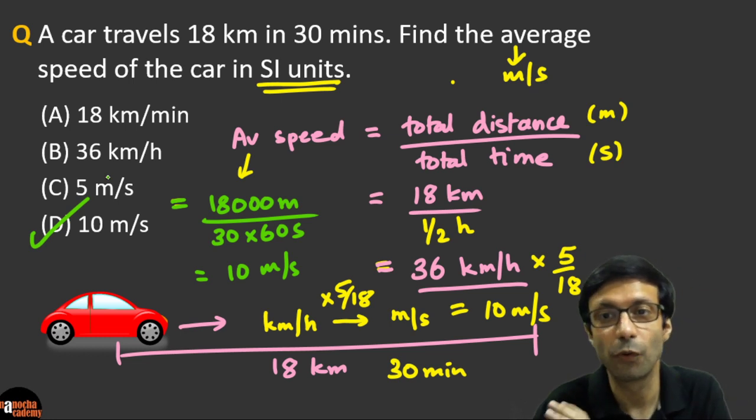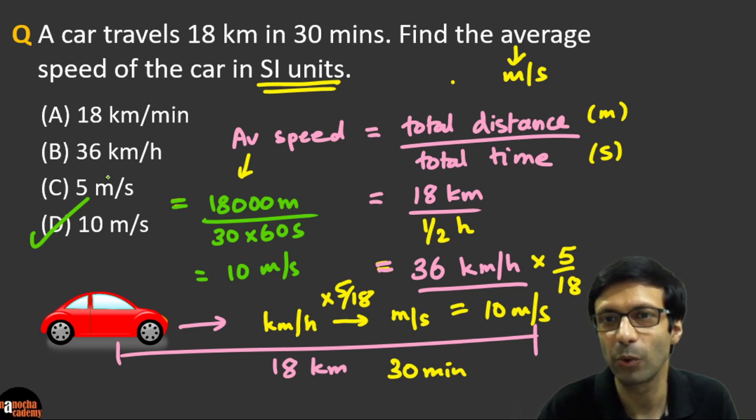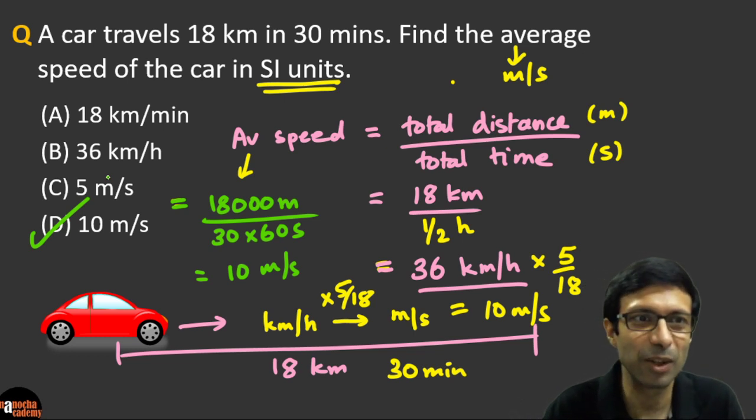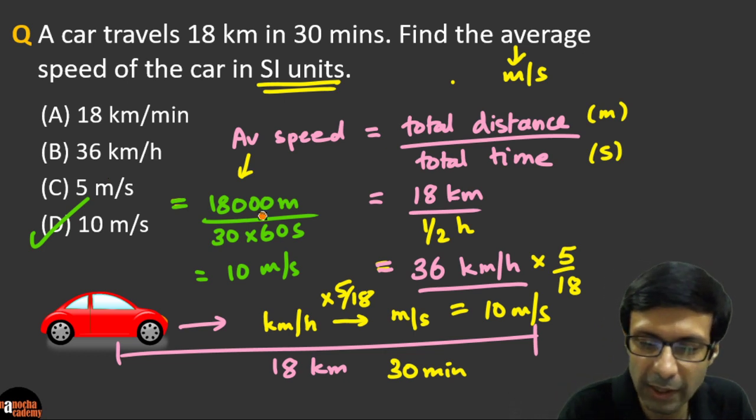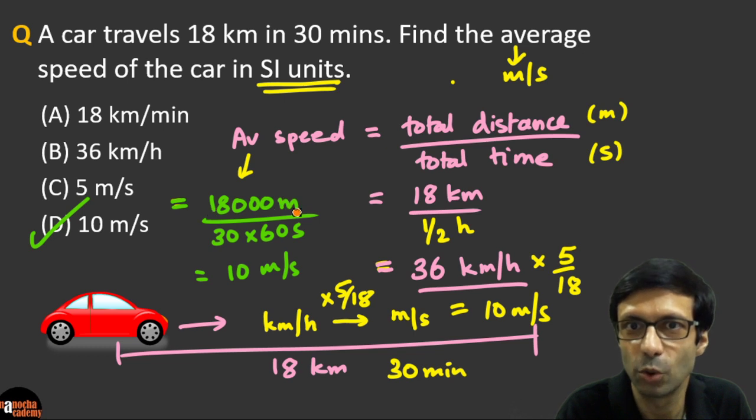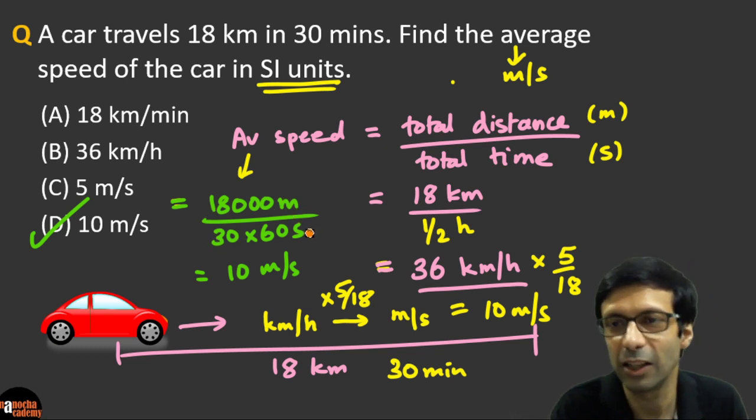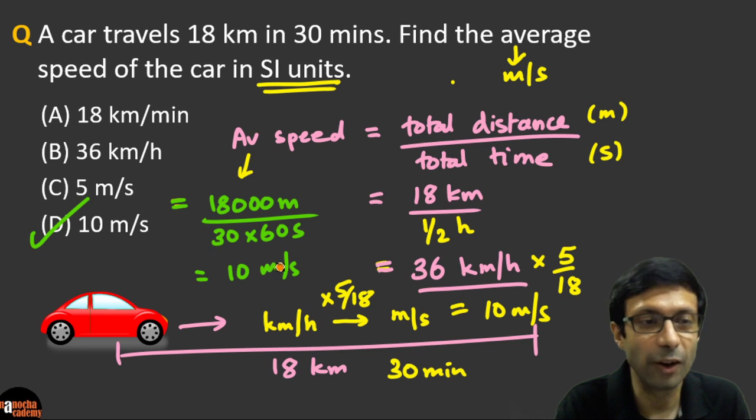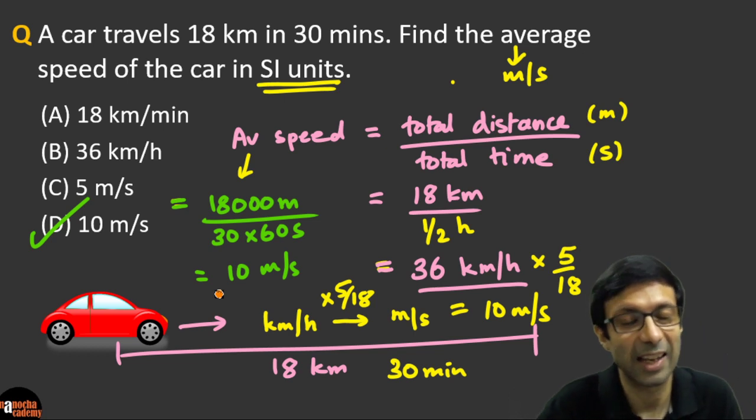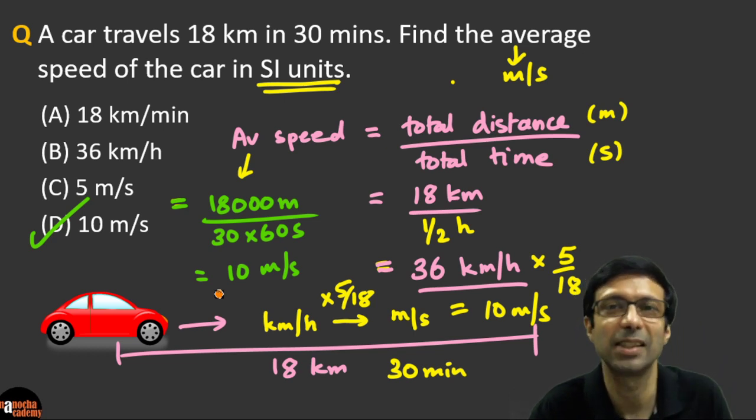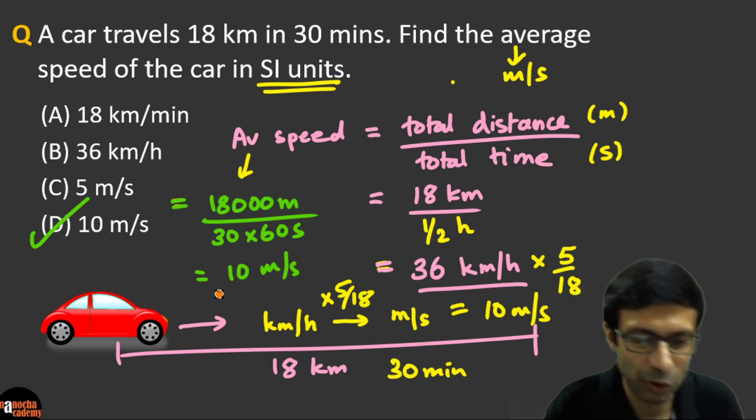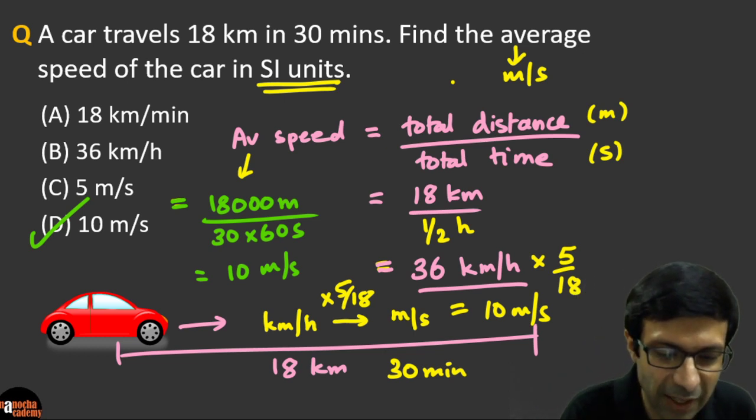Similarly, you can go from meter per second to kilometer per hour really quickly by multiplying by 18 by 5. So guys, remember this important trick to quickly calculate so that you don't have to work with big numbers, like 18,000 meters and 30 into 60 seconds. A lot of you had got the correct answer, 36 kilometers per hour, but note the question asked it in SI unit. And SI unit, you know, is meter per second for speed and for velocity. So very good. That's the right answer here.